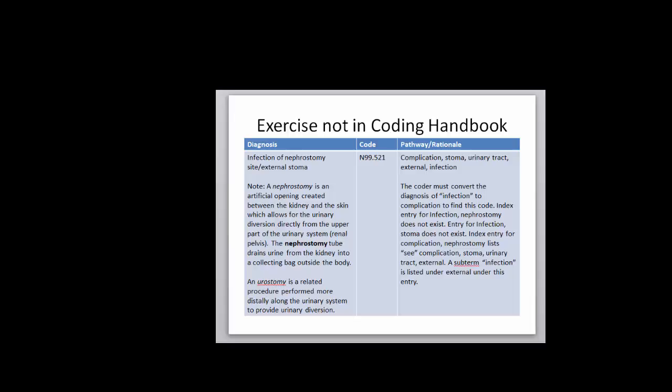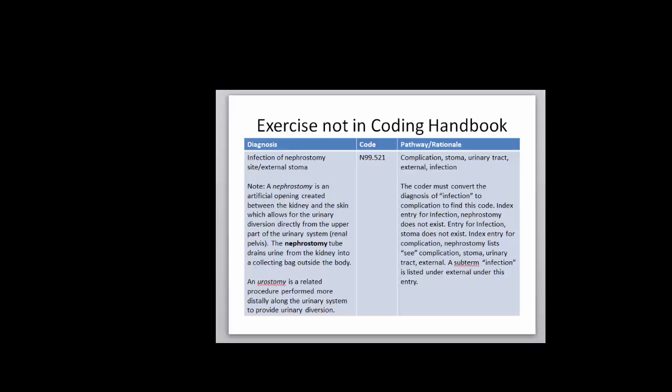The kicker here is that you really have to convert that diagnosis of infection to complication to find this code. And I would say the more you code, the more you're going to find that when you read something, yes, it says infection, but it means complication because it's a procedure. A nephrostomy was a procedure that was done to the body, so it would make sense that it would be a complication code. And then when you go, there is no infection to a nephrostomy, no infection for a stoma.